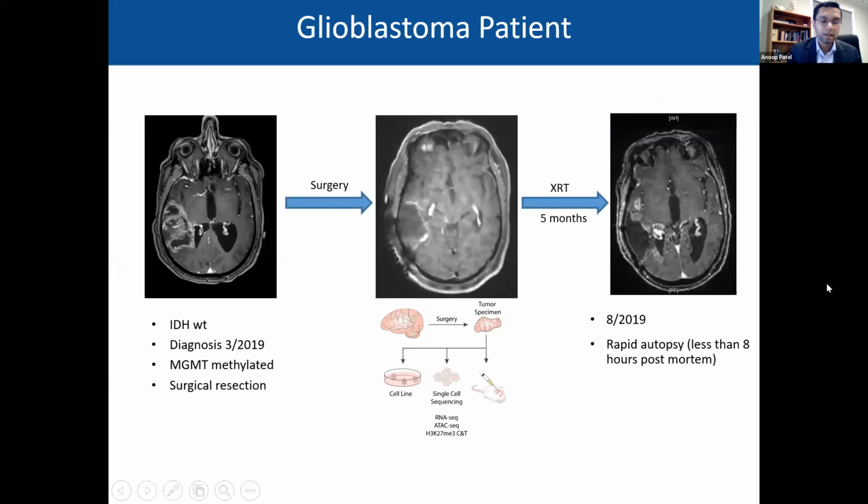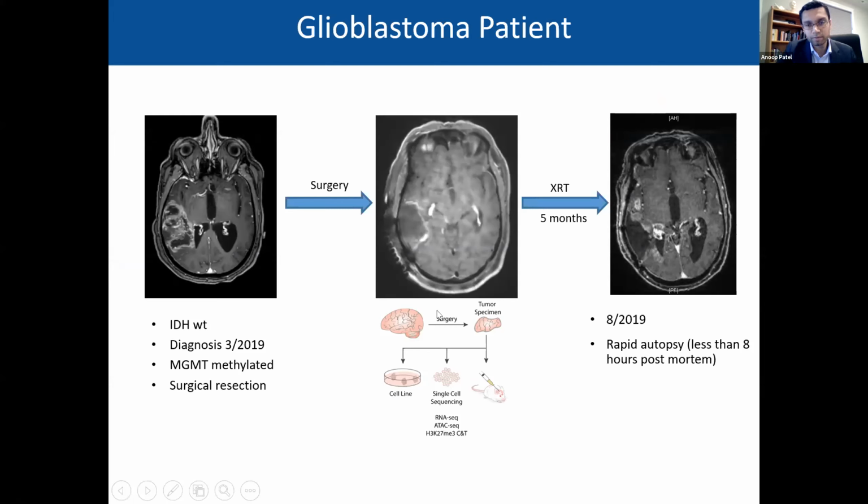The focus of my lab, as a practicing neurosurgeon, is a highly malignant brain tumor called glioblastoma. This is just an example of a patient that I'm going to use as a case study for the rest of the talk. This is a patient that we operated on back in March of last year. We removed the tumor, and then we take the tissue back to the lab.